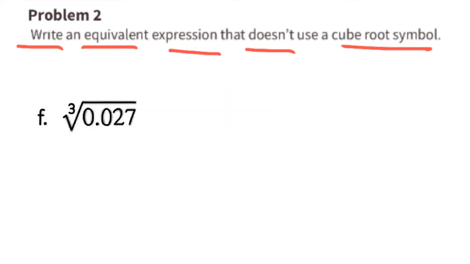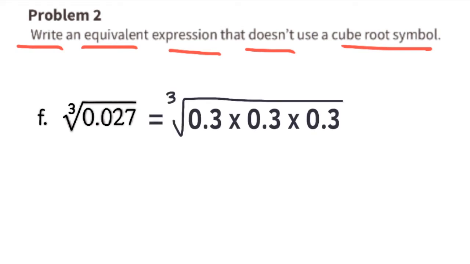F. The cube root of 27 thousandths. What number times itself 3 times equals 0.027? Since 3/10 times itself 3 times equals 27 thousandths, then 3/10 is equivalent to the cube root of 27 thousandths.